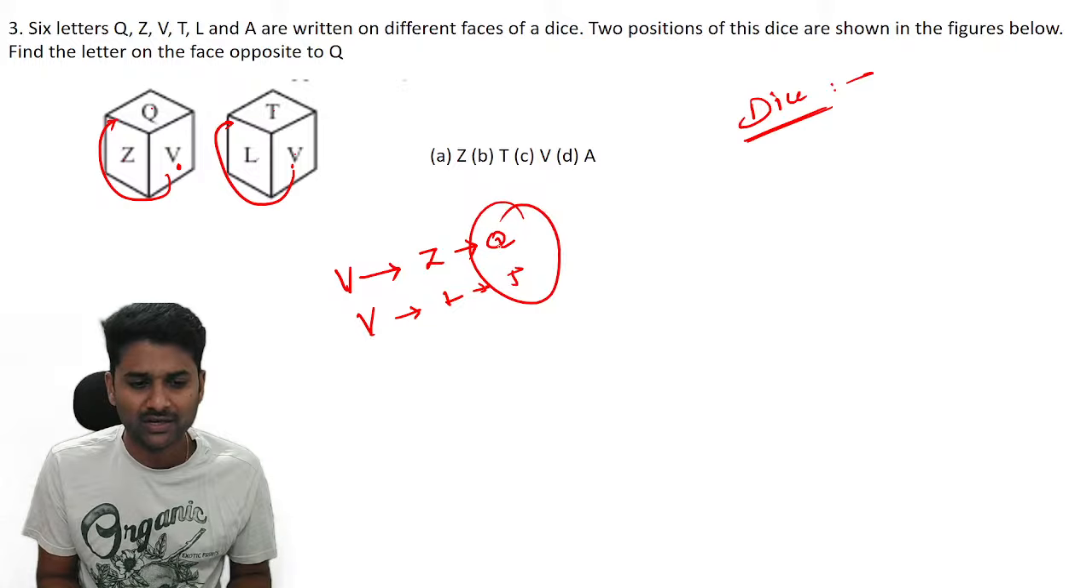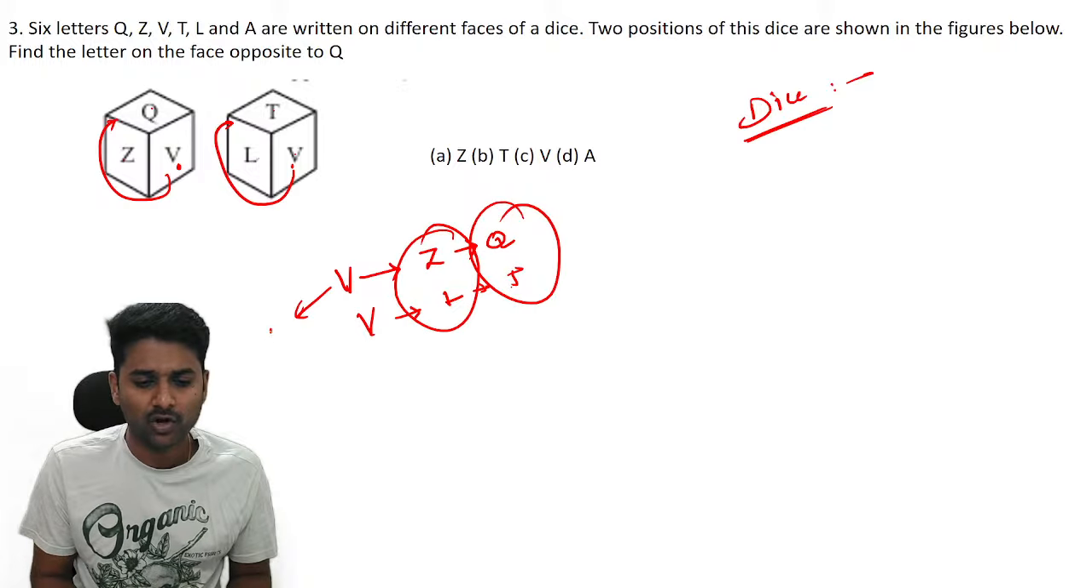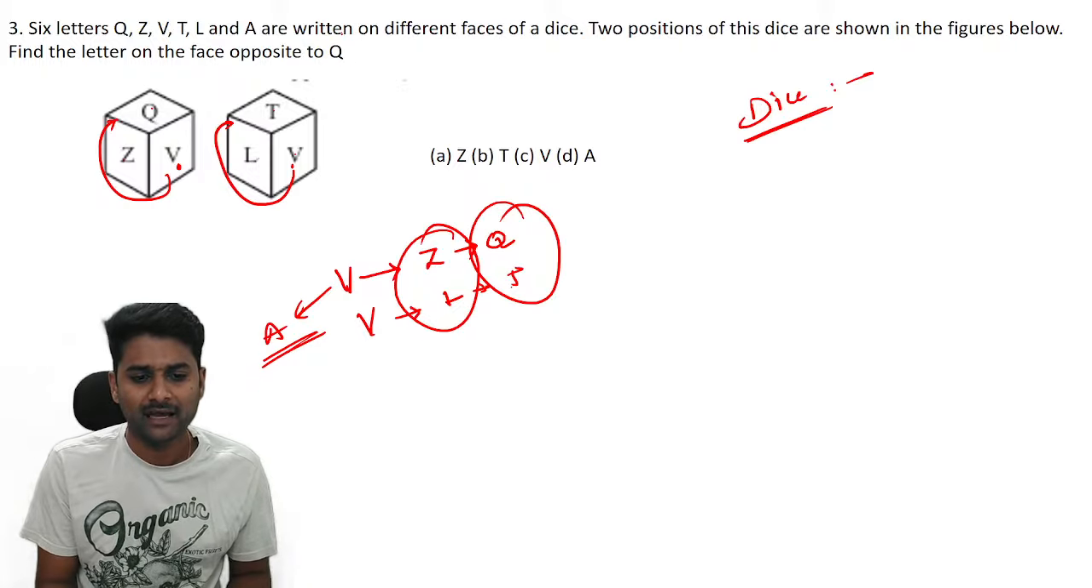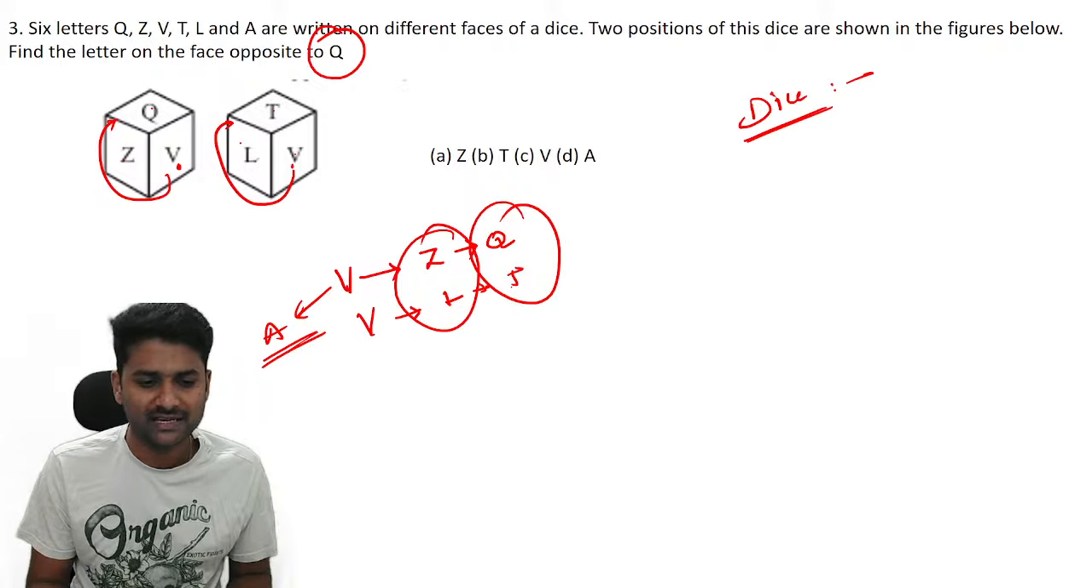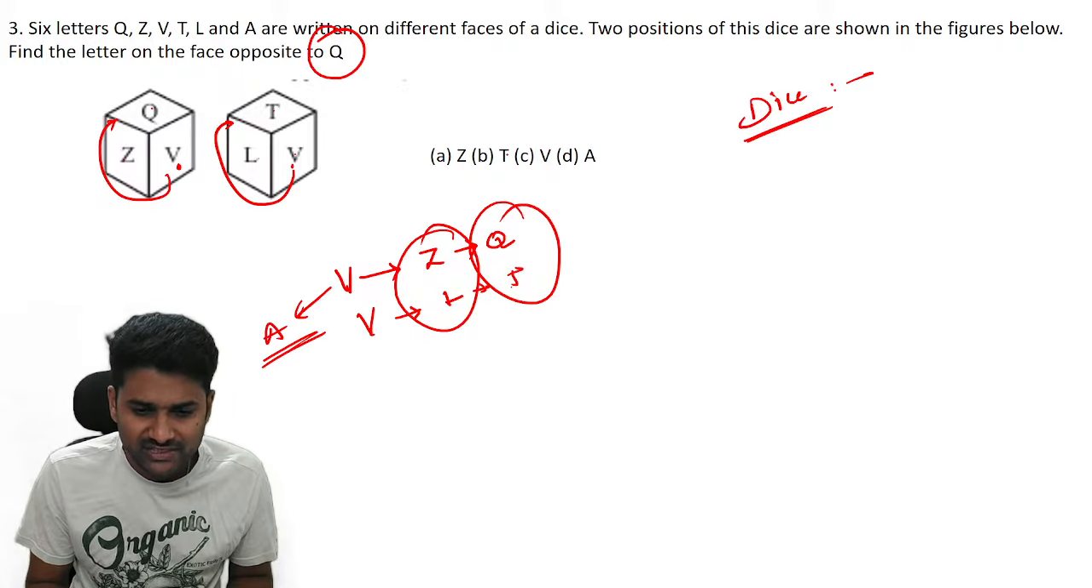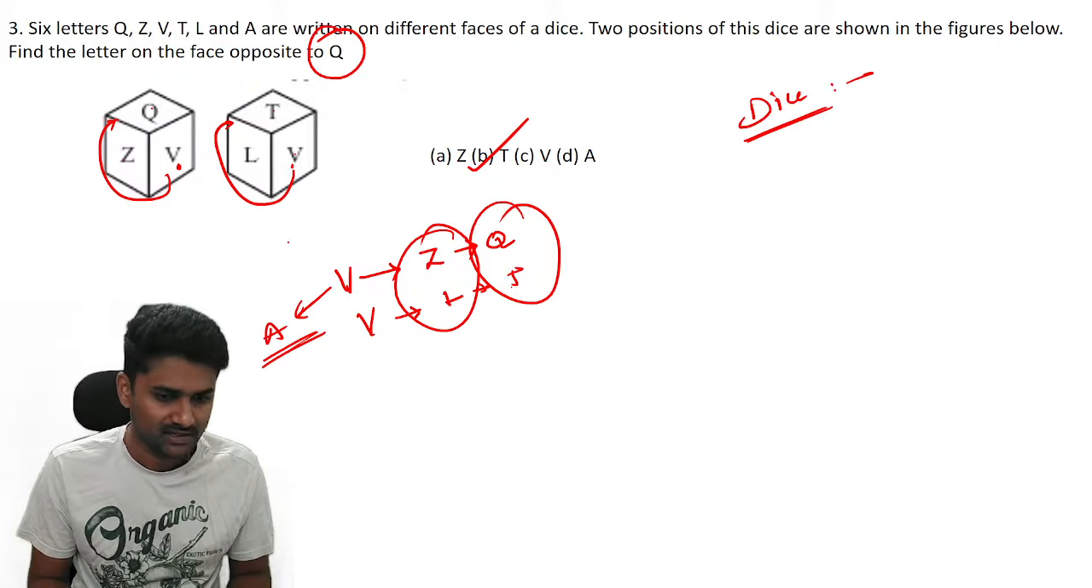So we can conclude that Q, Z is opposite, Z, L is opposite, and if you want the opposite of V, it's A. According to the question, what is the opposite of Q? So T is the correct answer. See, if you observe the common face and consider the clockwise notation from that common point.